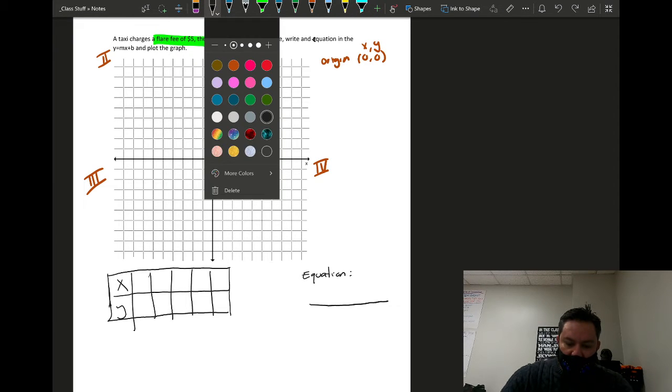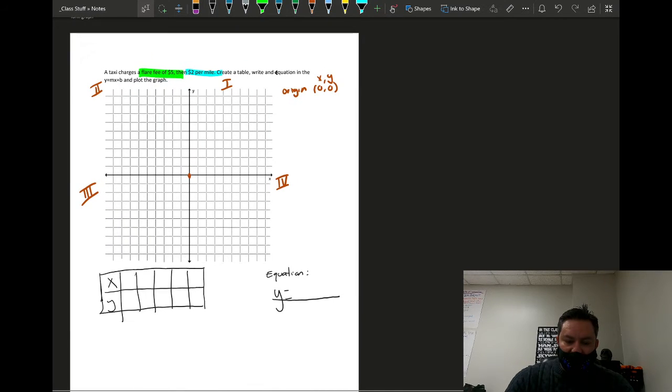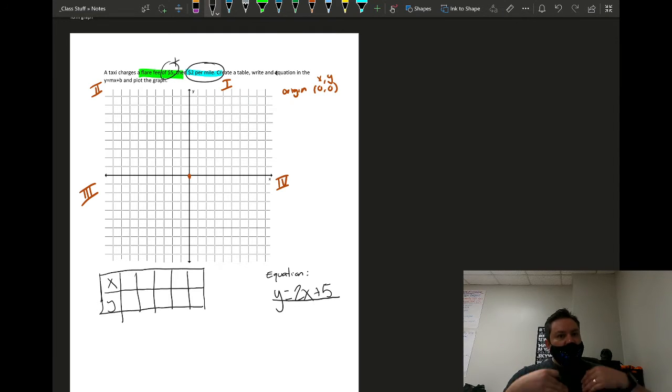So we're going to write an equation in the form of y equals mx plus b. We're going to have y equals mx. Instead of the m, that's where we're going to put in the variable. So that's going to be right there, $2 per mile. So it's going to be $2 per mile, and then plus the fee, $5. Okay, so we got the equation. We've done this many times before, and this is something that's going to help us write a table and plot the graph.